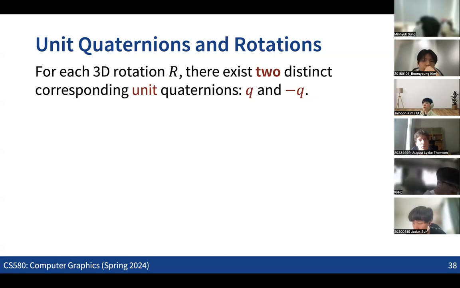The thing is that if the unique quaternion Q corresponds to some specific 3D rotation, which is represented as R, then we can say that minus Q is another unique quaternion that also corresponds to the same 3D rotation. So that's the thing.